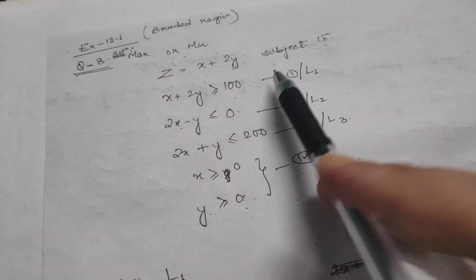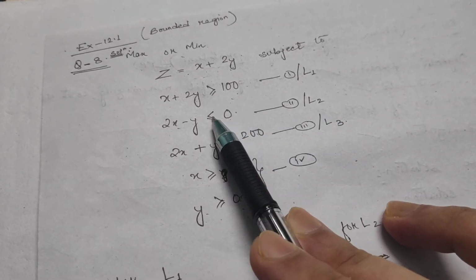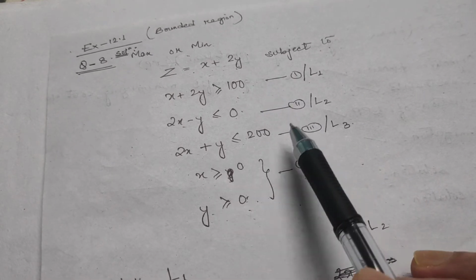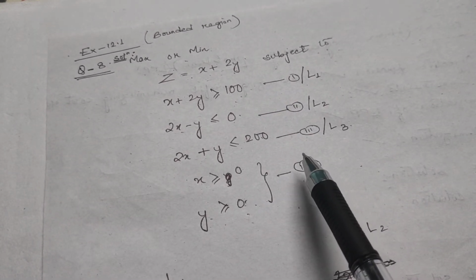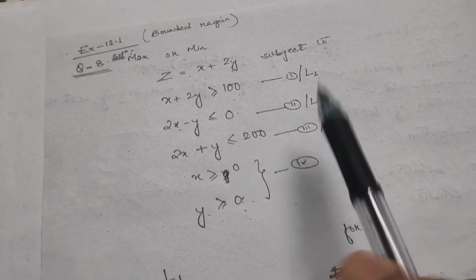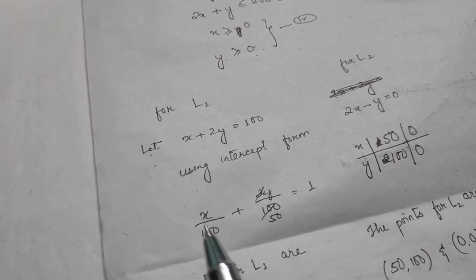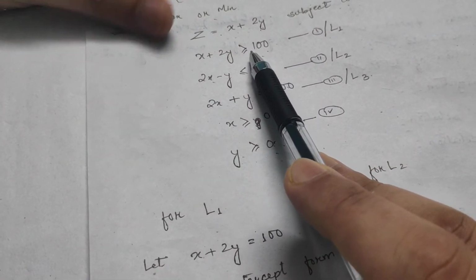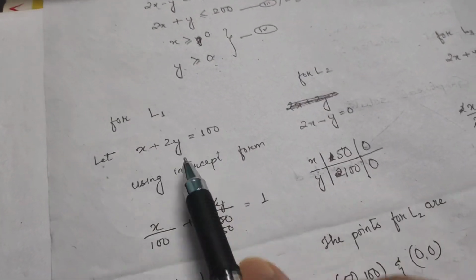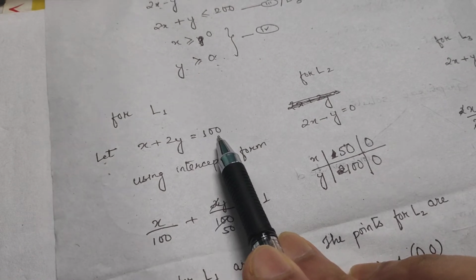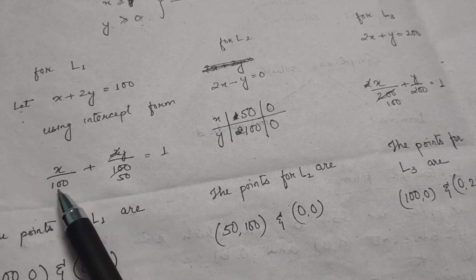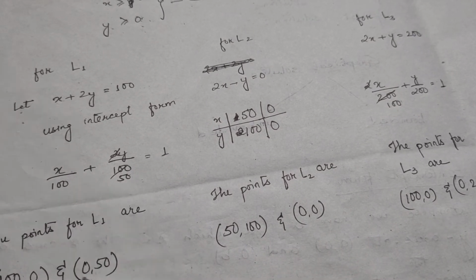Now I have given the points names: line 1 or L1, second one L2, third one L3. This was just given to tell you that your graph will be made in the first quadrant. Okay, so this is our inequality, but for solving purposes we'll be using the equal sign. For L1, x plus 2y equals 100. Using intercept form, you can see that I got the points 100 comma 0 and 0 comma 50.